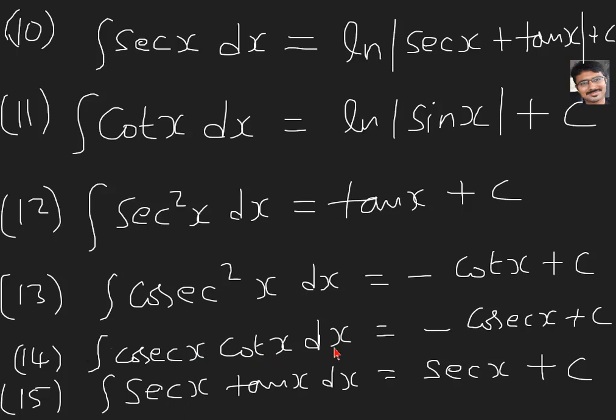The integral of cosecant x cot x dx is minus cosecant x, because the differentiation of cosecant x is minus cosecant x cot x. Integration is just the reverse. So the integral of cosecant x cot x dx is minus cosecant x. The integral of secant x tan x dx is secant x plus c. So we have to memorize these formulas.